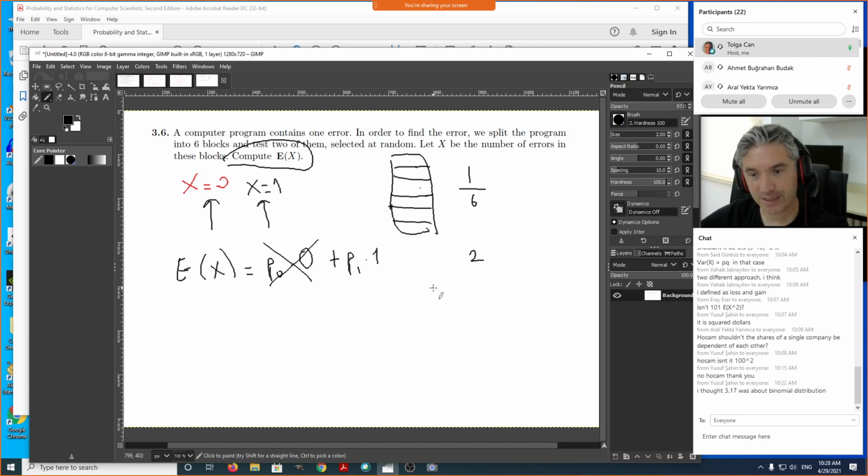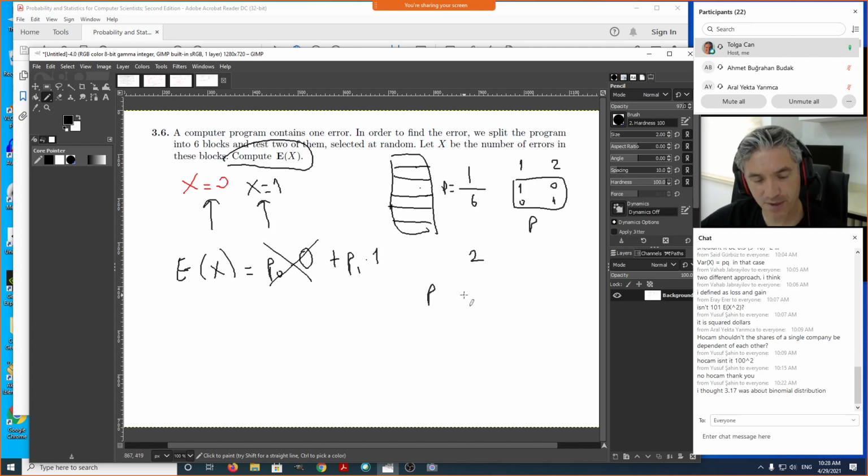So here it's basically the binomial distribution where the success probability is 1 over 6. Okay, P is 1 over 6, and we are doing 2 tries. In 2 tries, what is the probability to get exactly 1 success? So if I'm going to do 2 tries, try 1, try 2, the error may be in the first one. In that case, there will not be an error here. The error may be in the second one. In that case, the error is going to be this one.